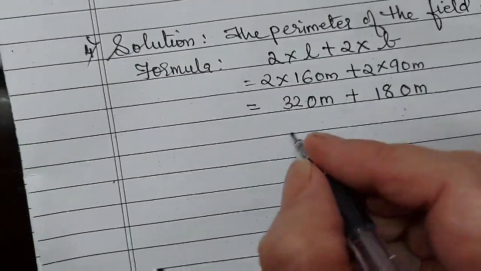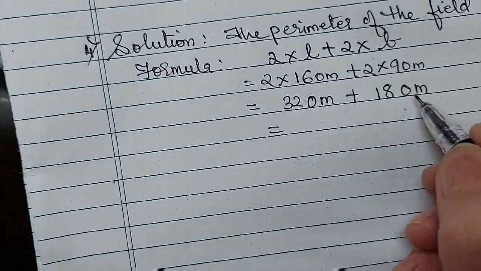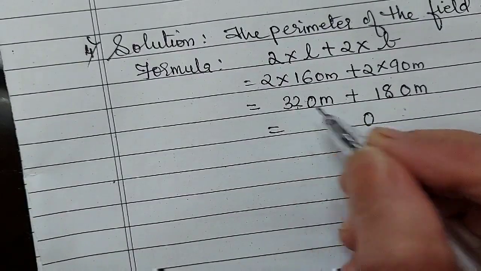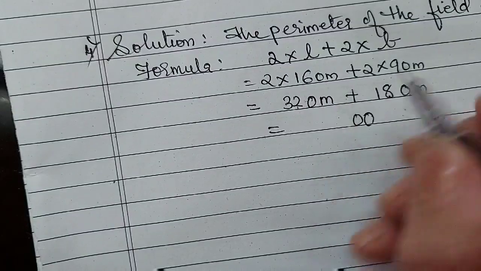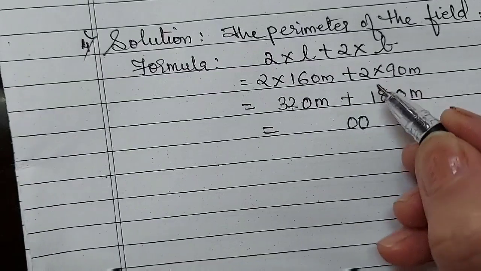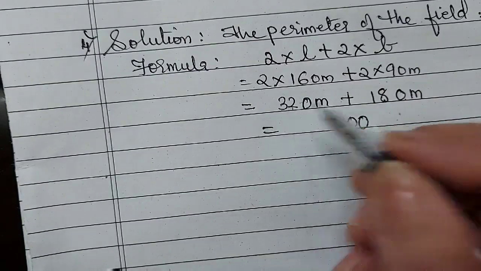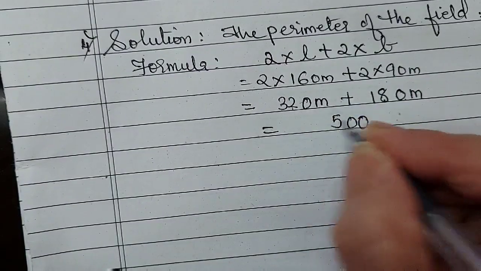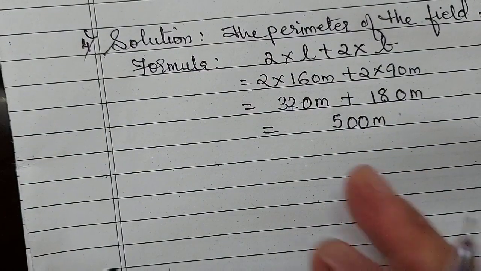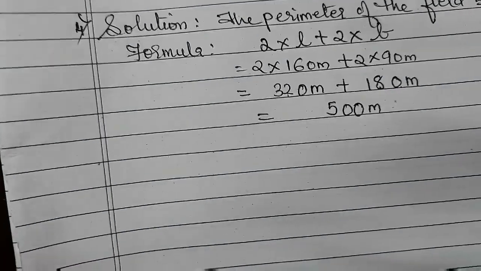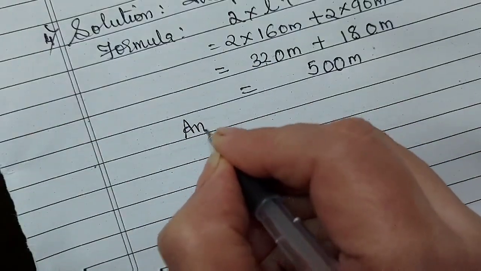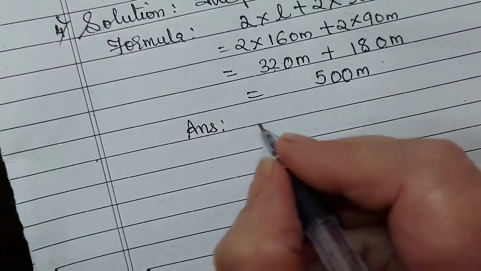Now you have to add this. 0 plus 0 is 0. 8 plus 2 is 10. Write 0 here. Carry, keep 1 in your mind. That carrying 1 keep in your mind. So 1 plus 1, 2. 2 plus 3 is 5. So what did we get? 500 meters. Now what is this? What did we find out? We found out the perimeter. Answer. So the first part of the sum is done.